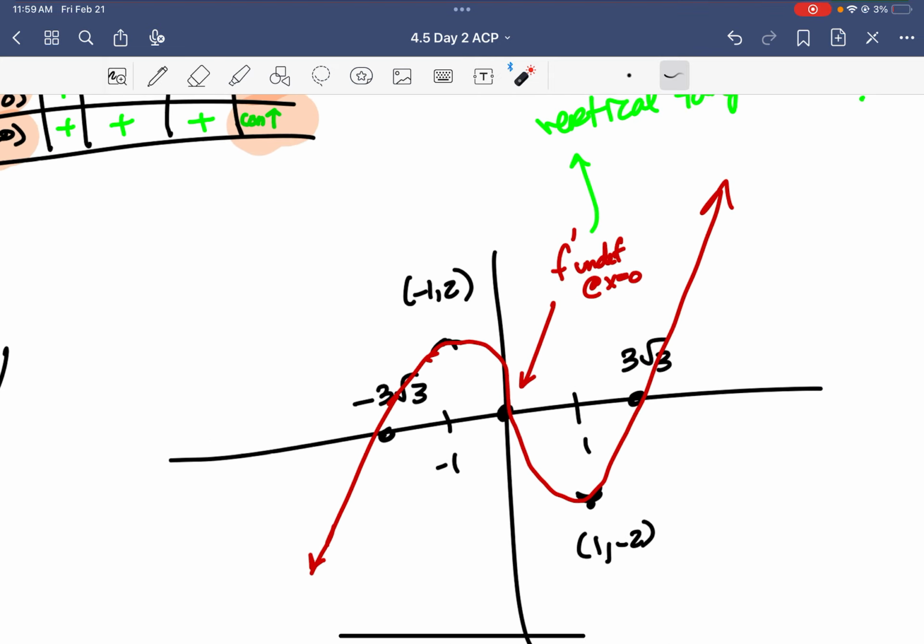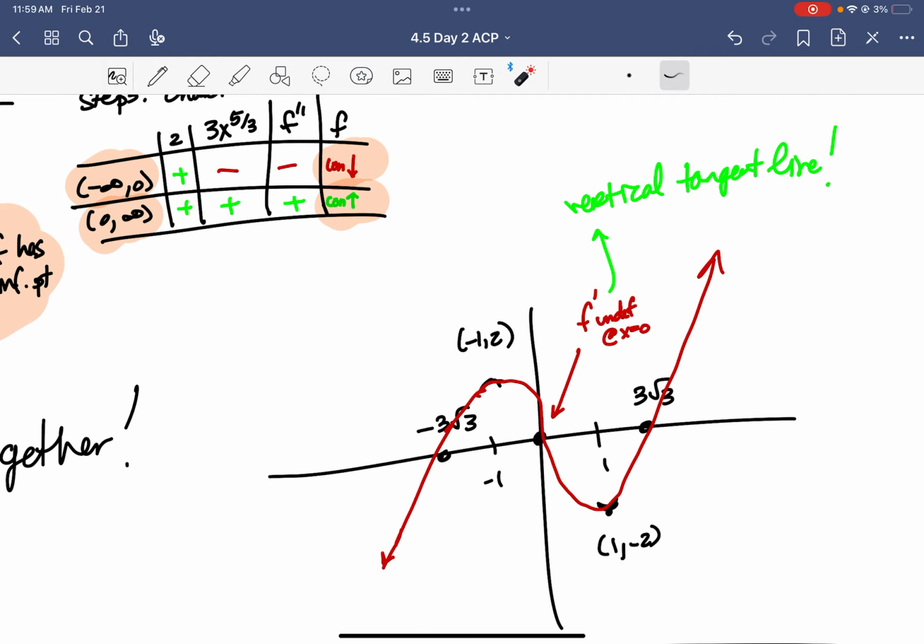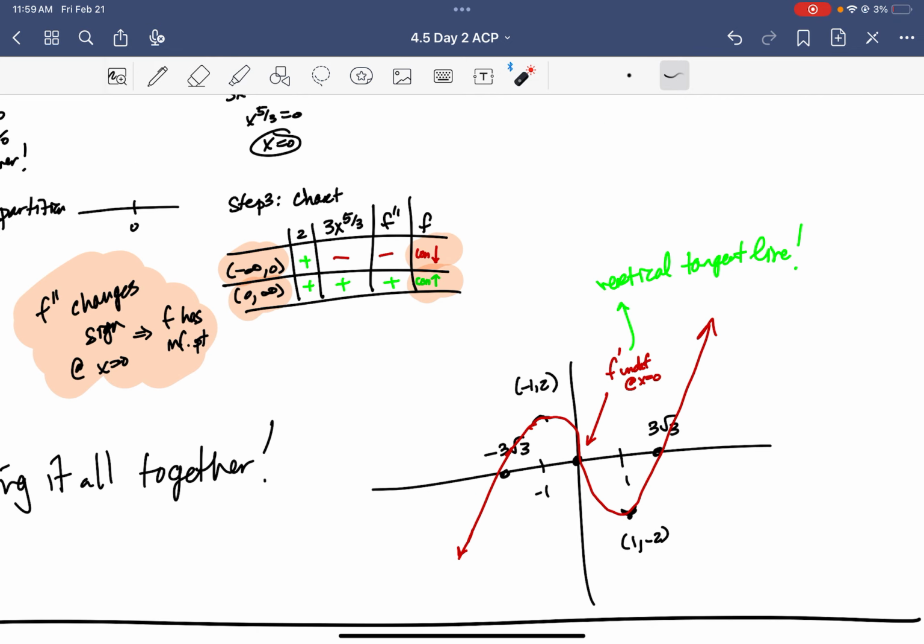So putting it all together, it's going to look something like this. Now notice, oh, interesting. The second derivative changes sign there, right? The first derivative is undefined. Interesting. But we still do change concavity there.